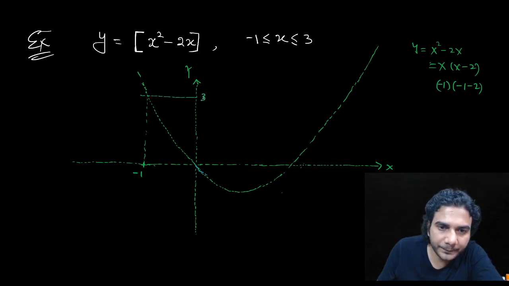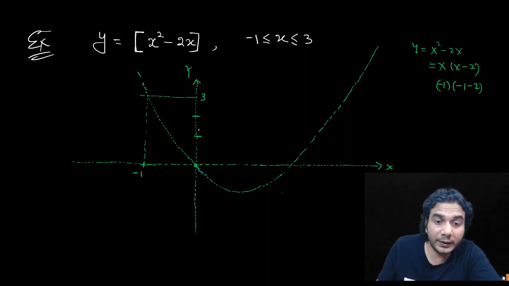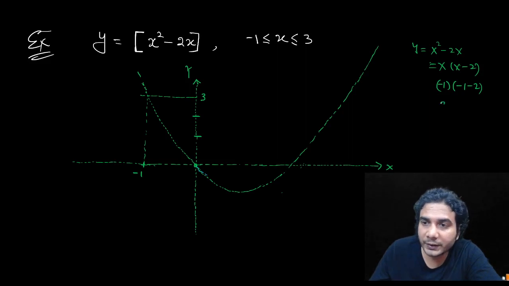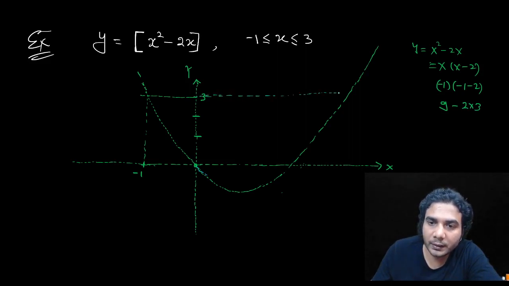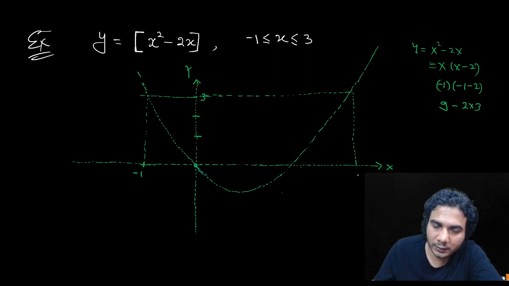This is 3. This 0 is 0, so obviously it will be somewhere between 0 to 3. It will be 1 and 2 also, so we need to check those points. And at x is equal to 3 also, let's check. So it is going to be 9 minus 2 into 3, so 3. Yeah, same value, 3, symmetric, right? So at x is equal to 3, it will have the same value.